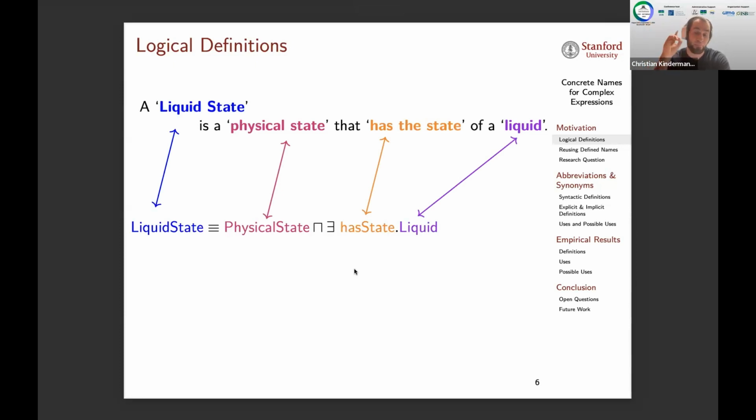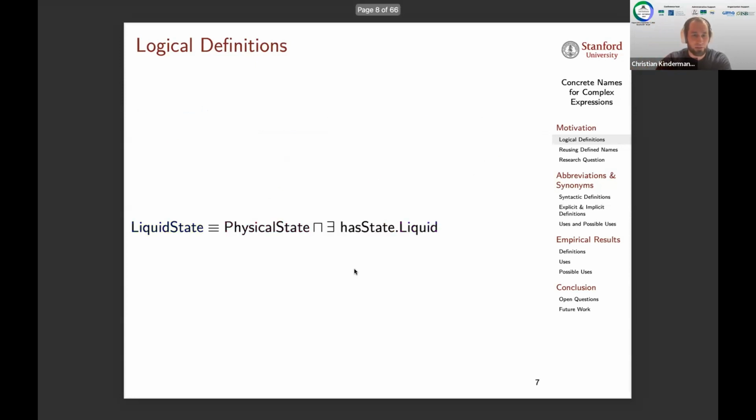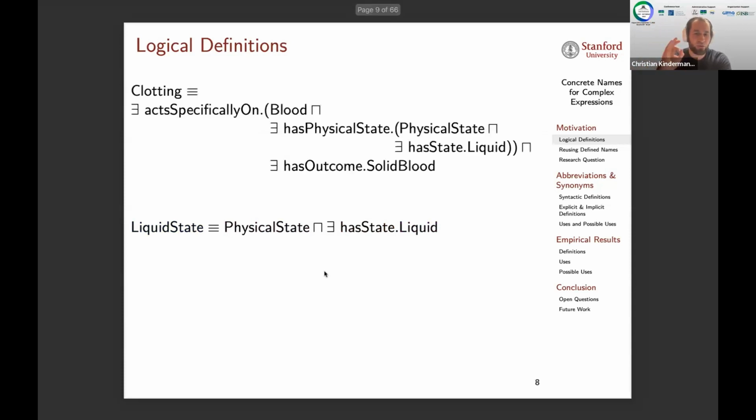So this is awesome. Now, you could, of course, check whether this is true for all textual definitions in an ontology, but I didn't want to go there. What I was interested in first was whether such logical definitions are reused consistently throughout an ontology. Now, what do I mean by this? Here, we have two concepts, two named things, clotting and liquid state, and the meaning of these terms is defined with logical expressions. And what we can now see is that the way this liquid state term is logically defined reoccurs in the definition of another term, namely clotting.